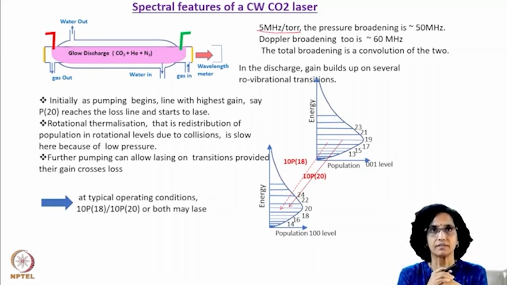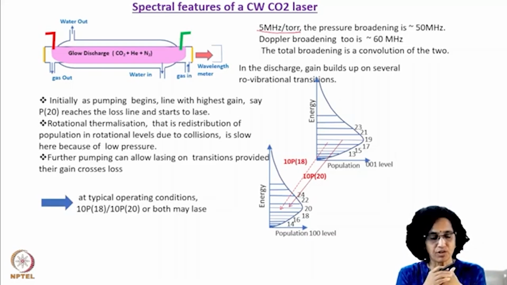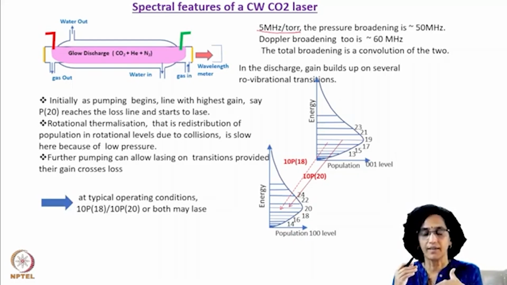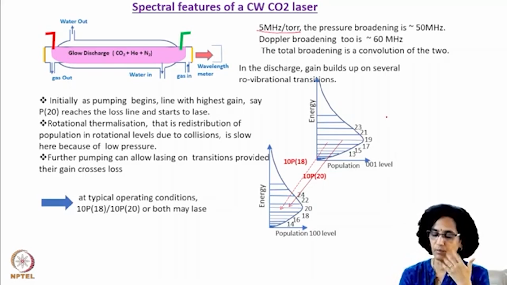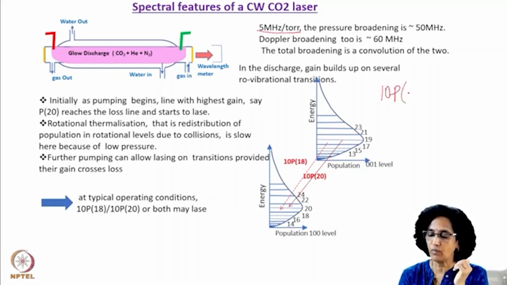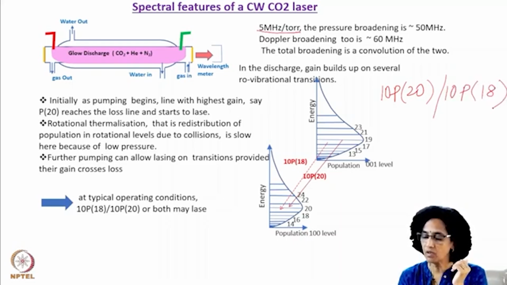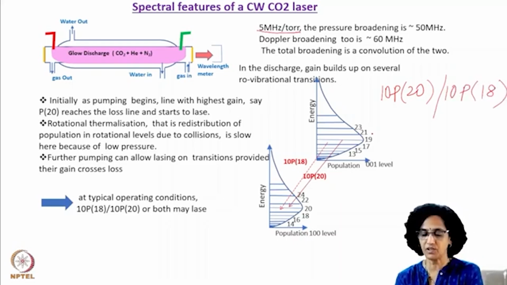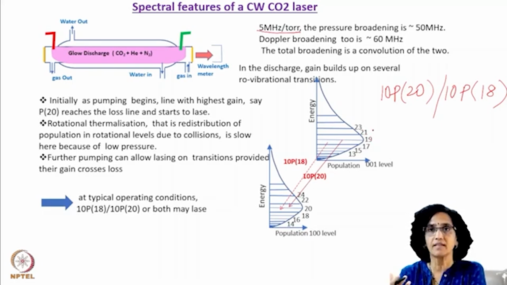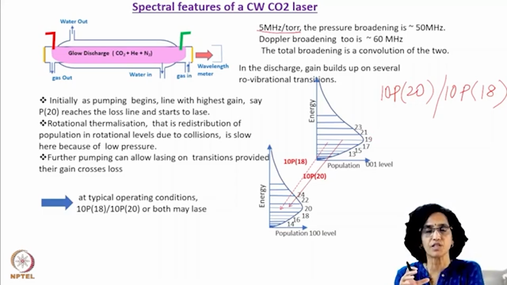Now, when the laser operates at low pressure in a CW discharge, we also saw that the transition on which the gain reaches highest, where the population inversion is maximum, is the 10P20 or 10P18 transition, because we know that the rotational population is distributed in this manner. It has a maximal behavior, and for that particular temperature, J equal to 19 or J equal to 17 has the highest population, so population inversion is maximum.